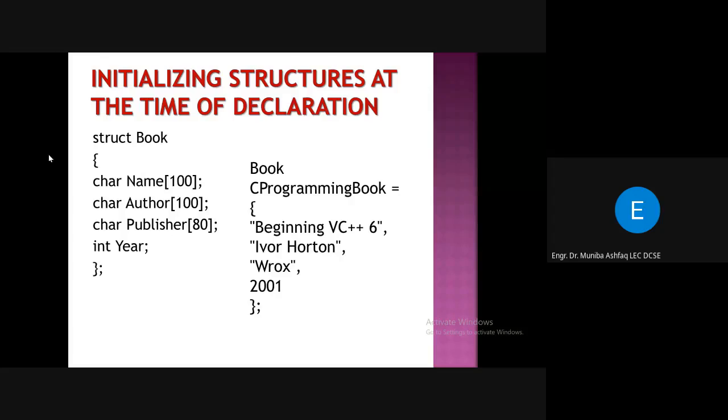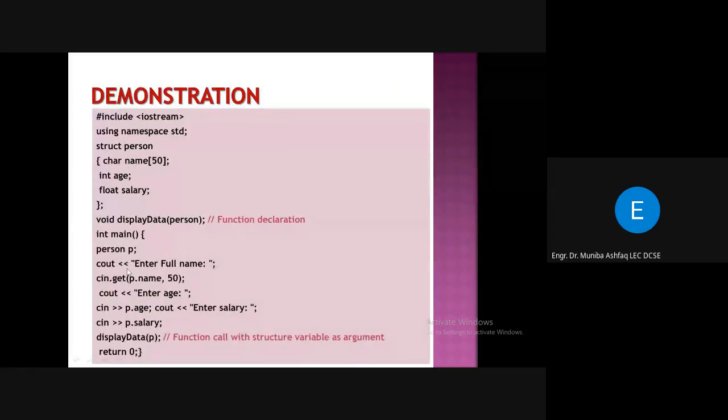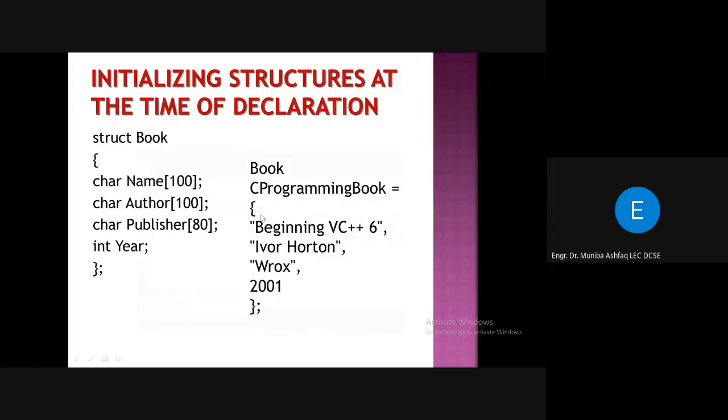Similarly, you can have this initialization at the time of declaration for the structures as well. In the previous program, within the main program, we used cin to assign values to the structure. Here, in this example, we just declare the structure, and then when I create the object of that structure, at that time, I initialize the corresponding values.